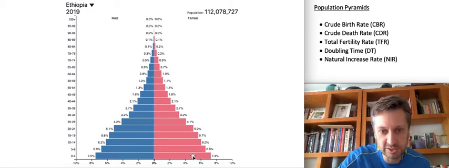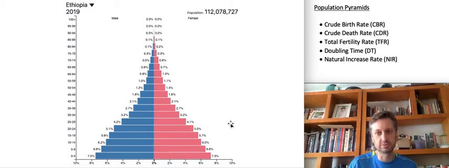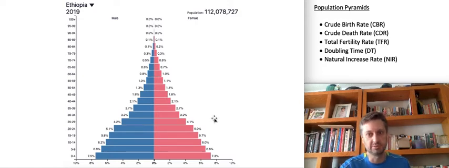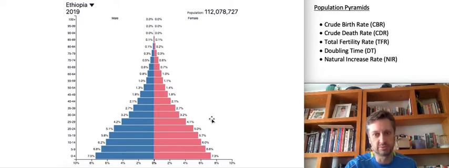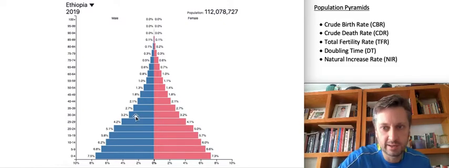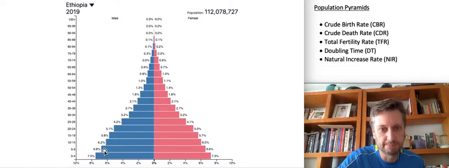The big base suggests that there's a very high total fertility rate. We could look that up and find exactly what the total fertility rate of Ethiopia is, but I suspect it's high. You would expect the doubling time for this country to be fairly low, and the natural increase rate to be high.